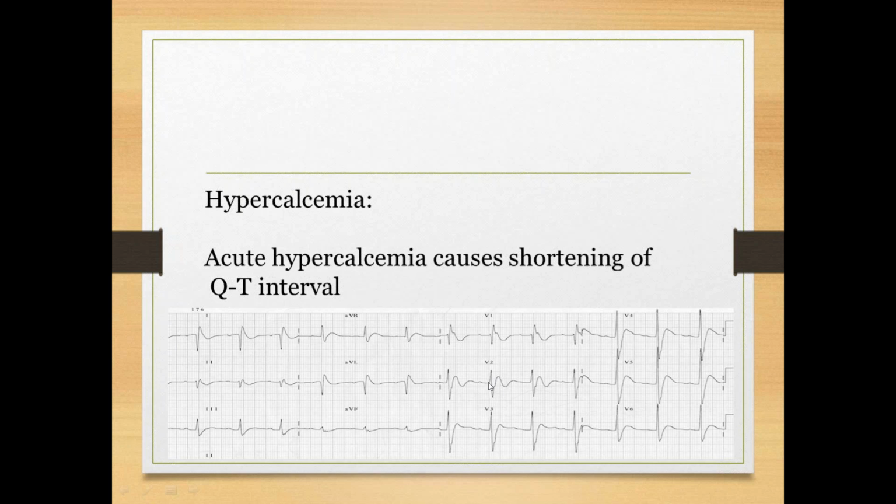So from the beginning of this Q to T, there is a shortening of this interval, from the beginning of the P wave to the end of the T wave. So this QT interval is shortened. This ECG has been shown just to show you the QT interval shortening.